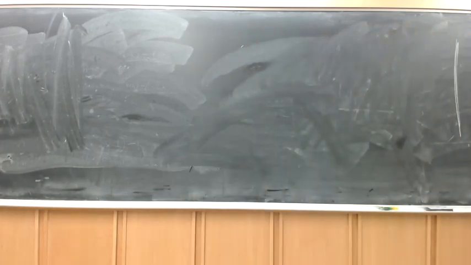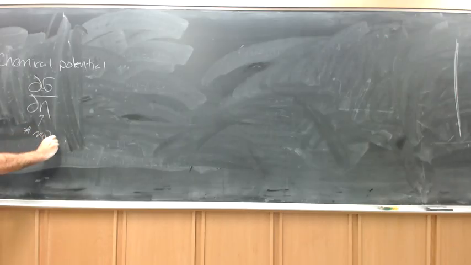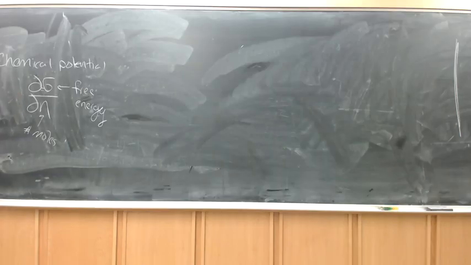Electrochemical potentials. Does anybody know what a chemical potential is? It's dG/dN, and we'll be more specific, where N is the number of moles of some material, and G is the free energy. And this is useful, because it's going to tell us when things are in equilibrium. We'll talk a little bit about that today.